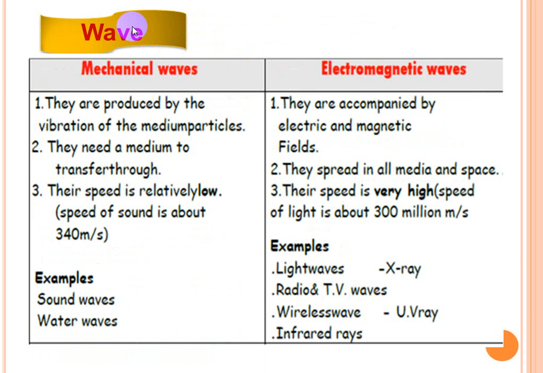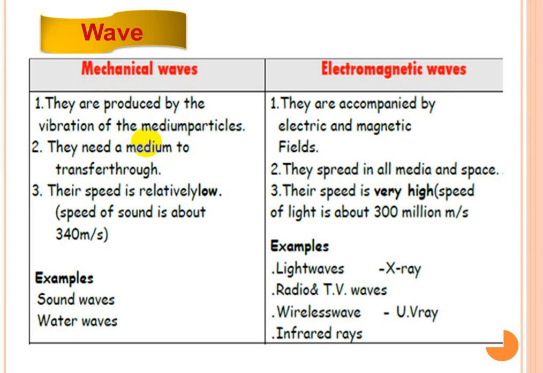The wave. There are two types of waves: mechanical waves and electromagnetic waves. Mechanical waves, from the name mechanical, need a medium to transfer through. They don't transfer in space.